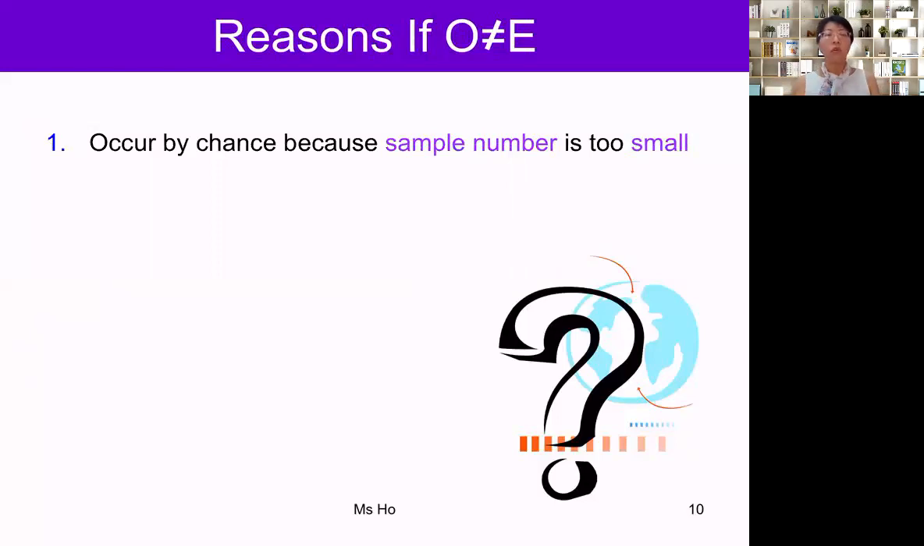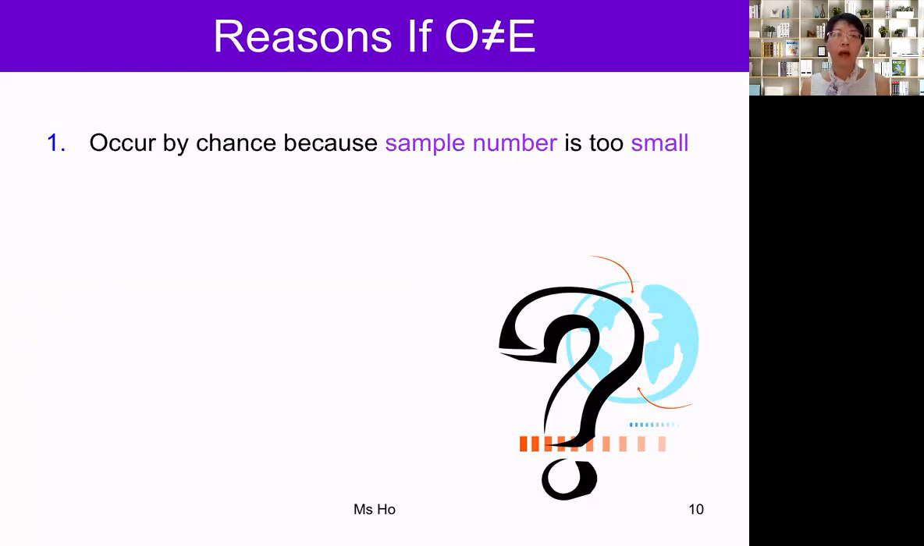What is the reason if O is not equal to E? You've done the genetic diagram to calculate the expected ratio. Then when you do your experiment, you find that your observed ratio is so different from E. So what could have gone wrong? These are some possible reasons.